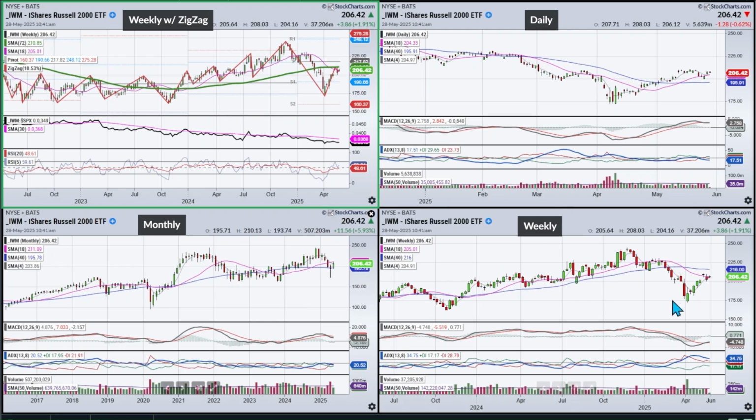So it's a good sign that it's at least rallying. It's not going the opposite way, but it isn't participating in a way that we consider to be a leader. And I think that would be a little bit better sign overall.